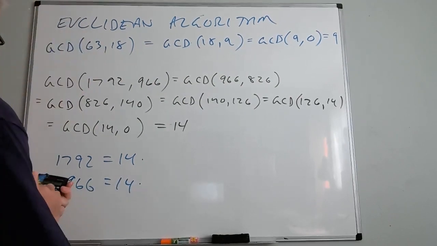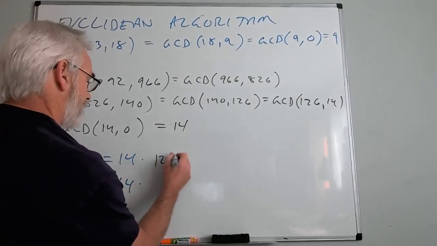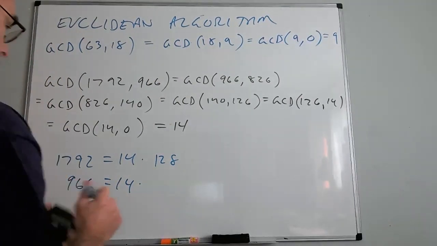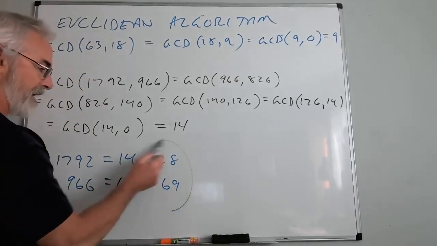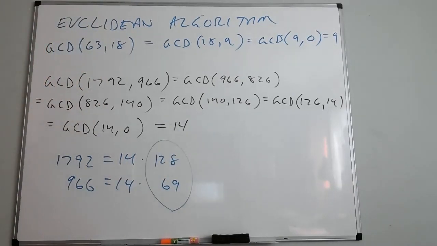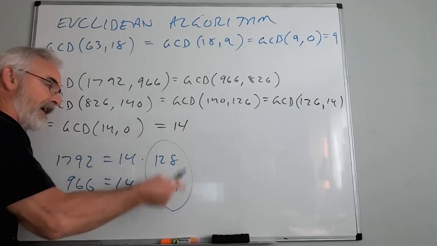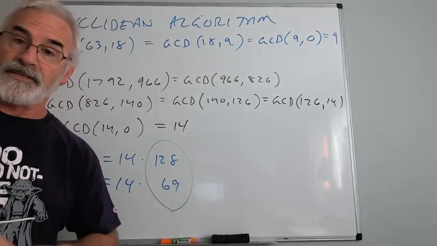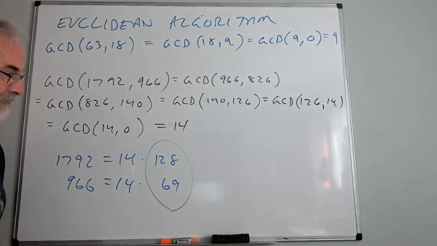Watch your calculator. 1792 equals 14 times 128. 966 equals 14 times 69. And these guys have no common factors. How do I know they have no common factors? Because I got that answer in the first place. But if I wanted to try and do a factoring tree between these guys, I'd find they have no common factors. My answer is 14 because both of these have a factor 14, and 14 is the largest factor they have in common. Okay, it's kind of cool.